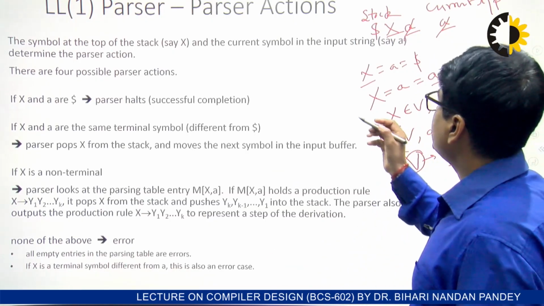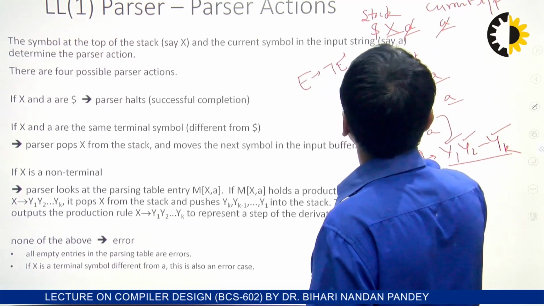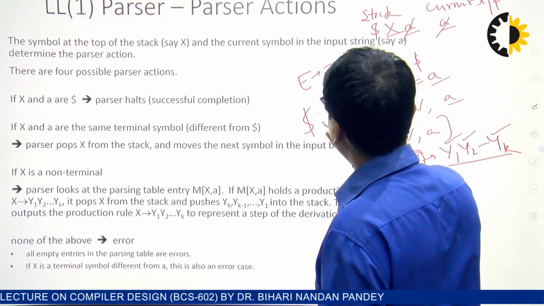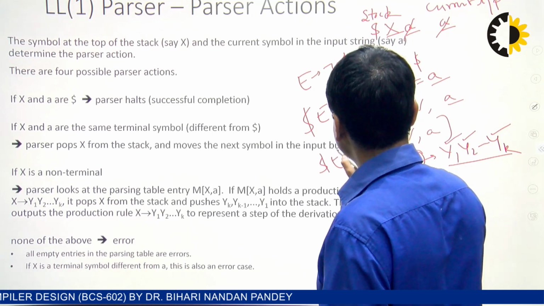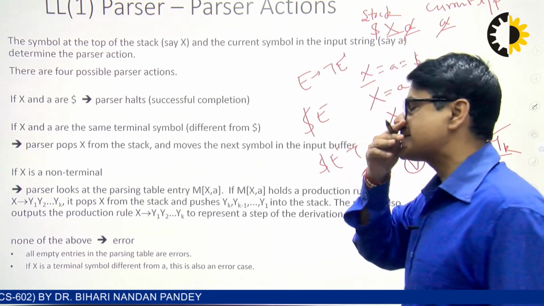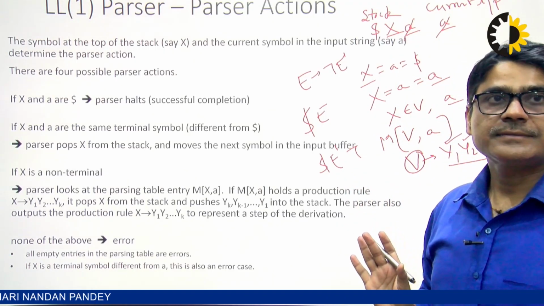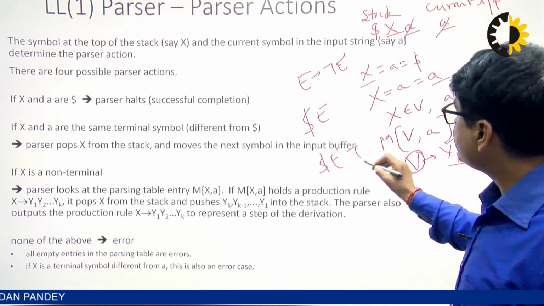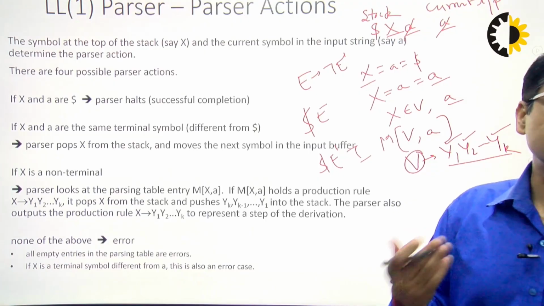So suppose E produces T E dash, and at some time $E is there. At the next step we have to put E dash T, meaning capital T is the top of the stack and E dash is basically the second top of the stack. Then on the basis of capital T and current input symbol, we will again look up the table. So these are the three kinds of things.